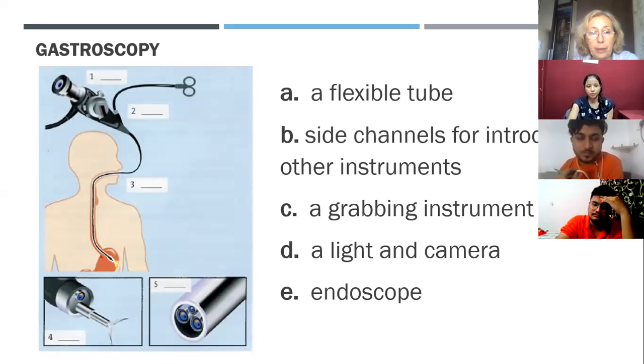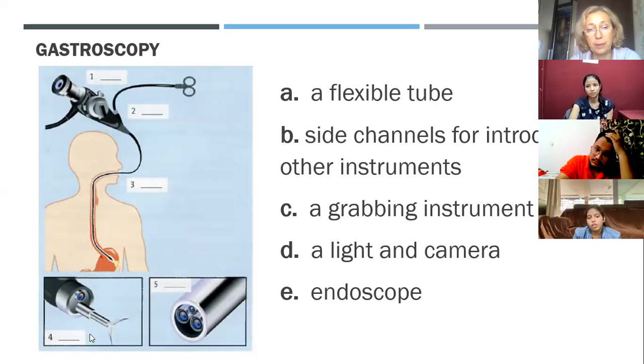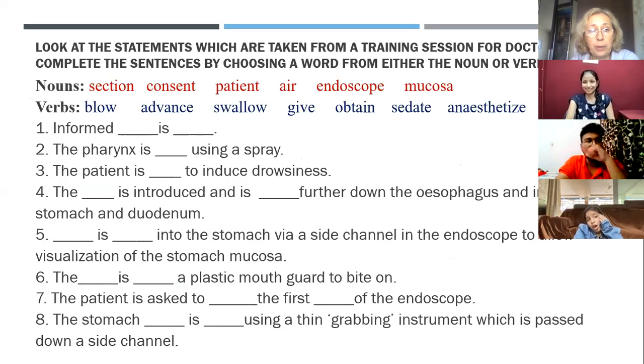Flexible tube. Okay. Then number 4. Ma'am, this one is a grabbing instrument. Yes, a grabbing instrument for biopsy. And number 5 is a light and camera. Light and camera, exactly.